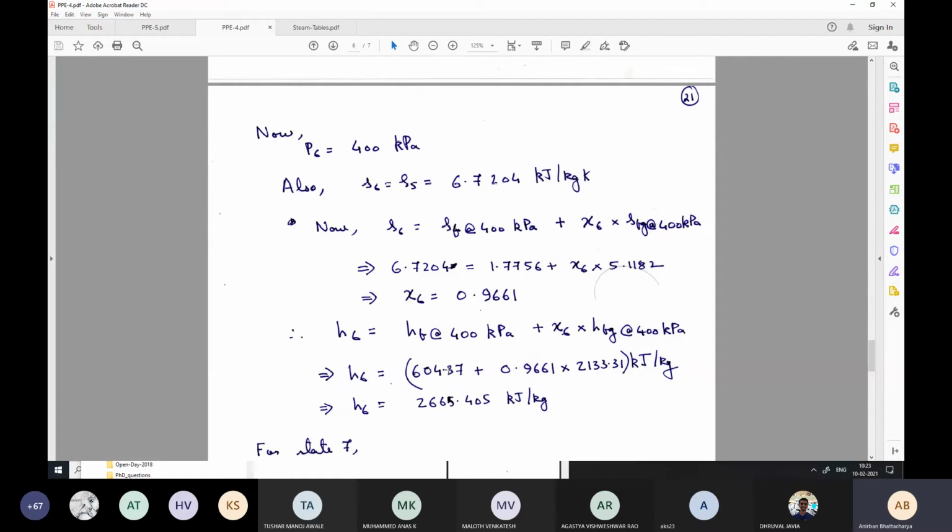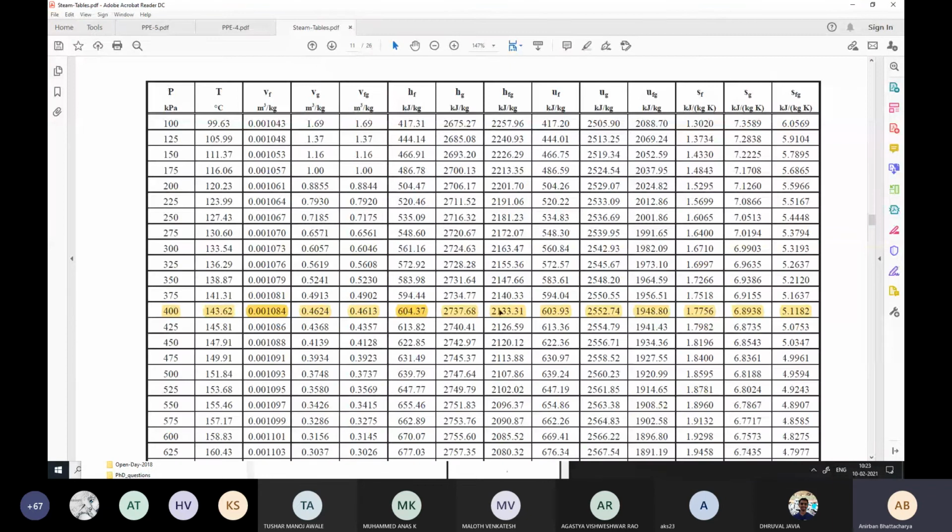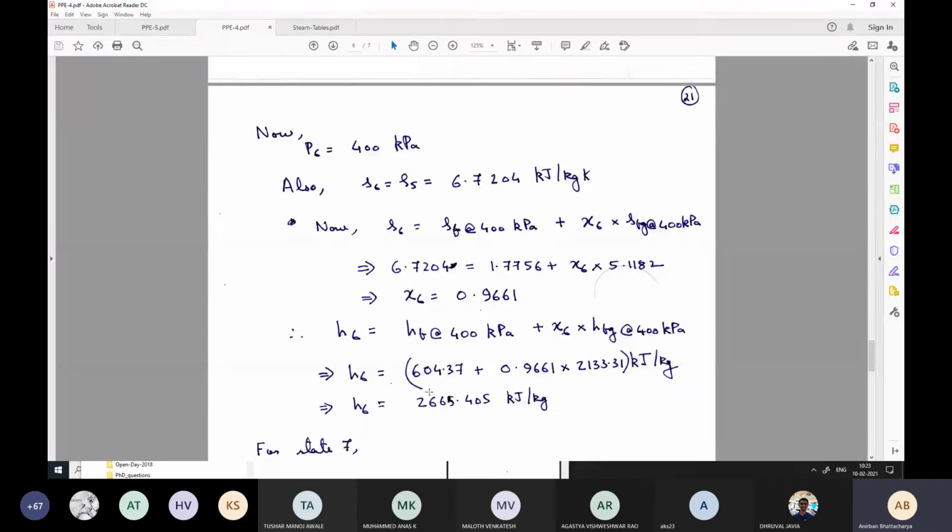Okay. So now because we have found the quality, we can find H6. H6 is equal to HF at 400 kPa plus X6 into HFG at 400 kPa. Again from the table you can find that this is 604.37 and HFG is 2133.31. Okay. So based on this, we can find that H6 is 2665.405 kilojoule per kg.